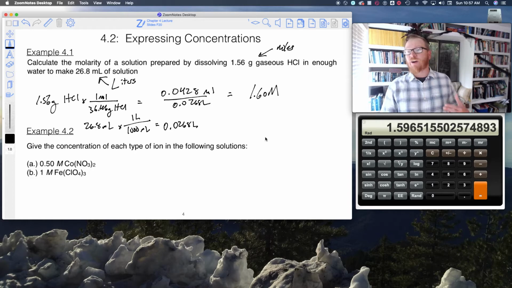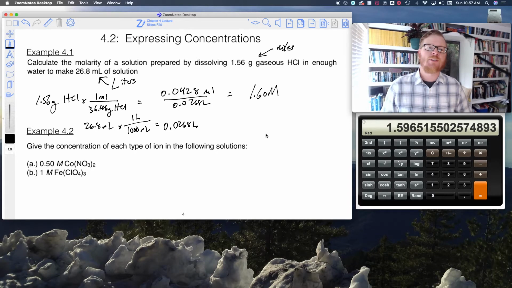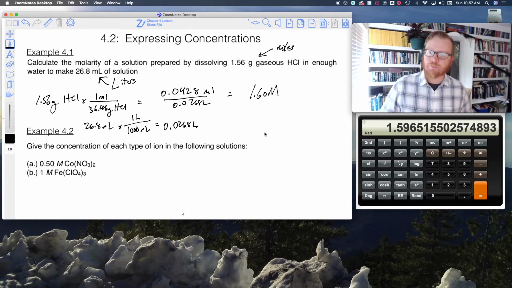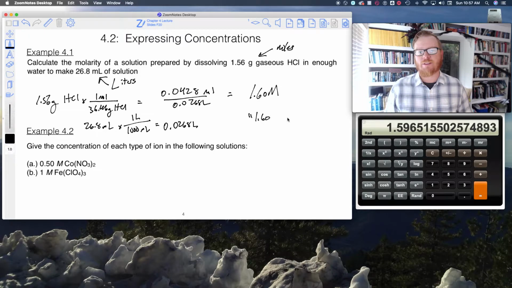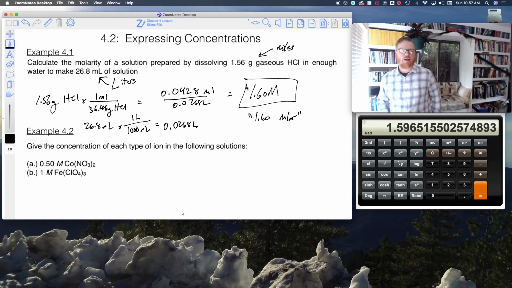So molarity is moles over liters. Molar describes the solution. So we could say that this is 1.60 molar is how I would describe it. Okay. So now here's a different type of problem.